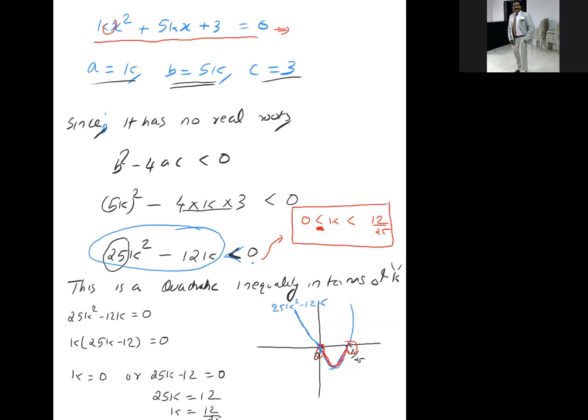So when the k value is in between 0 and 12 by 25, apart from that, if k equal to 0 also, this equation is not a quadratic equation. So this is the answer for this question: k lies between 0 and 12 by 25, and also includes 0. Any doubt?